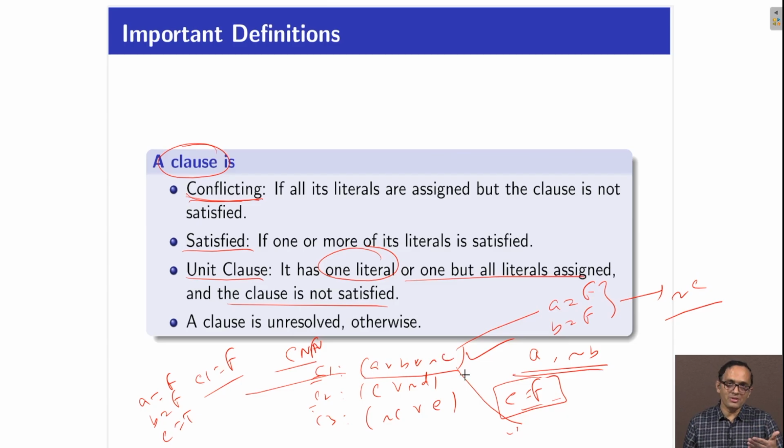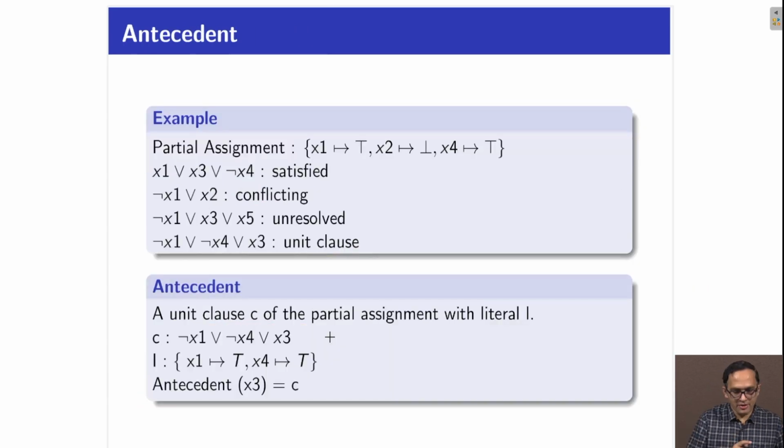So, a partial assignment can make the clause satisfied, a full assignment can make the clause conflicting, or a partial assignment where all literals are assigned except one, but the clause is still not true, reduces it to a unit clause. Otherwise we say it is unresolved. Again, let us have a complete example.